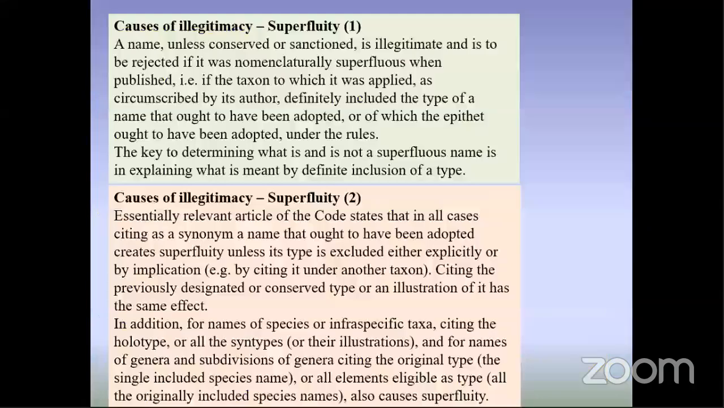Next slide, please. Yeah, these are the several problems I listed for superfluity. Superfluity one: a name, unless conserved or sanctioned, is illegitimate and is to be rejected if it was nomenclaturally superfluous when published. So that causes superfluity. And the next one: the essential relevant article of the Code states that in all cases, citing as a synonym a name that ought to have been adopted creates superfluity. Sometimes there have been many names for a single taxon, which may cause superfluity. Every region may follow only particular literature, so they can have their own valid name. That also causes superfluity.